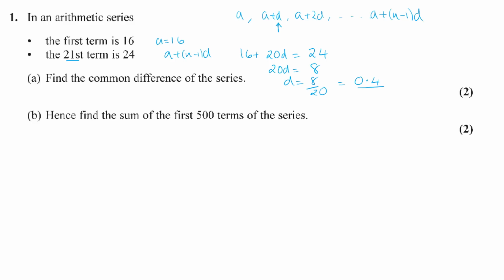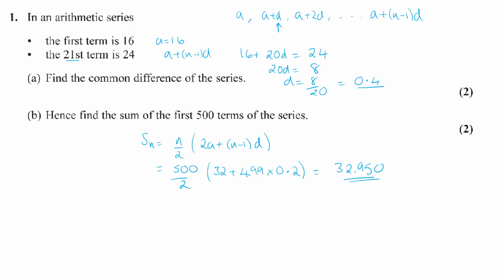Hence find the sum of the first 500 terms. The sum of the terms formula is n over 2, 2a plus n minus 1 d, and n is 500, the number of terms, so we just put those in. a was 16, double 16 is 32, n minus 1, so 499, times d, 0.4, and if you put that in your calculator, it comes to 32,950. Easy, 4 marks.